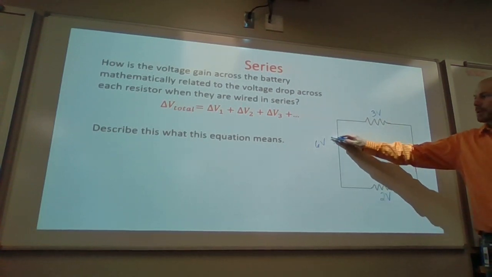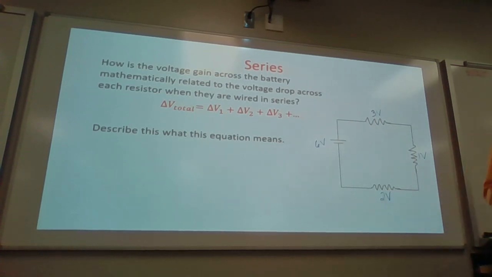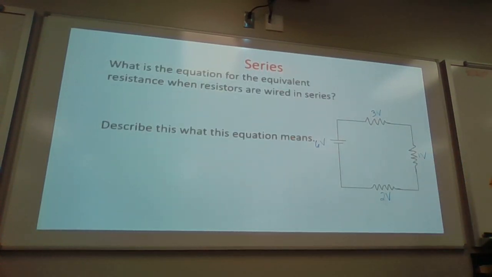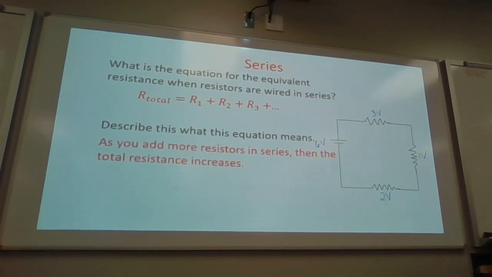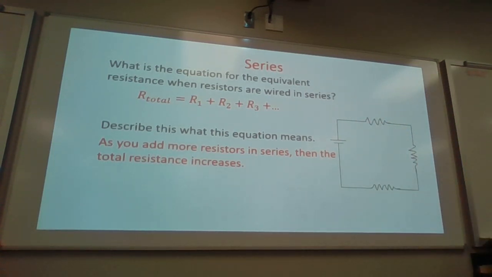So voltage gain, your total, equals the sum of the voltage drops. This is a direct application of Kirchhoff's loop rule. Voltage gain equals the sum of voltage drops. The equation for the equivalent or total resistance in a series circuit is just the sum of all the resistors. Just add them all up. This means as you add more resistors in series, the total resistance increases.